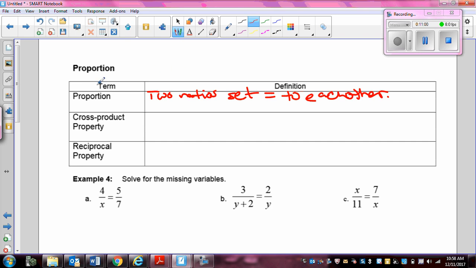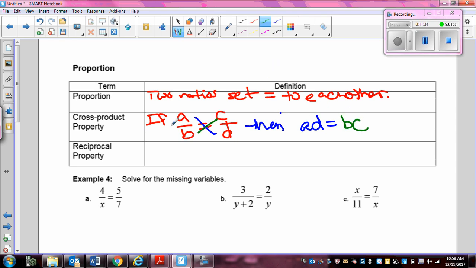Cross product property. Cross means product means multiply, and then property. So we're going to cross multiply. I'm going to give you an example. If A over B equals C over D, then we're going to cross multiply. AD equals BC. And I've just done examples like that.